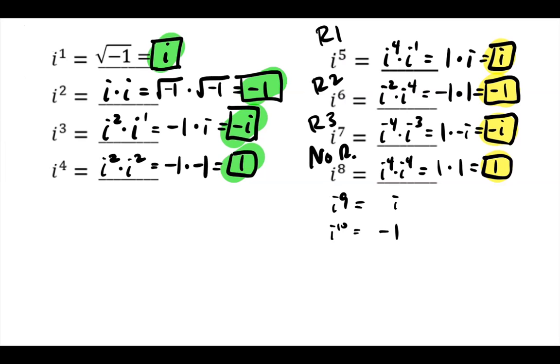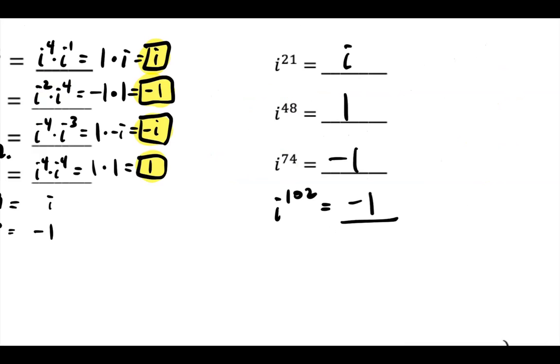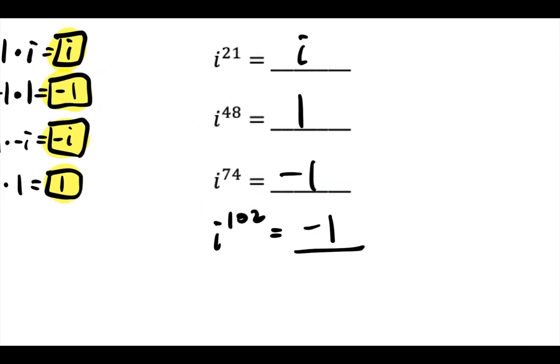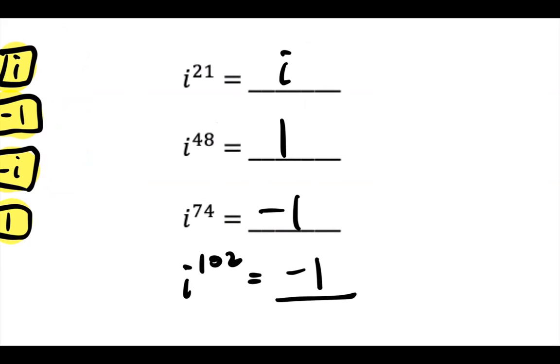So that's great, but how does it help us with these guys over here? Well, since it repeats every 4, we can divide by 4. Divide the exponent by 4. And then you're either going to get a remainder or you're not. Some numbers have a remainder when we divide by 4. So like 21 here, if I divide 4 into 21, I get a remainder. The remainder was 1.